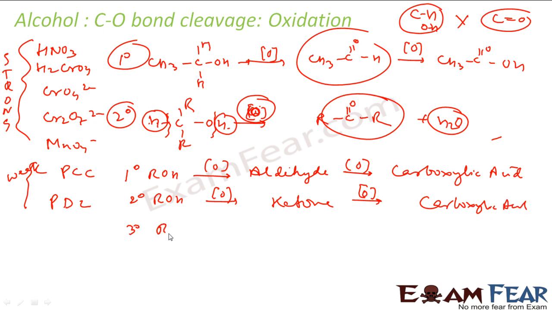Three degree alcohol, if you try to oxidize, there is no reaction. Tertiary alcohol doesn't undergo oxidation. Why? Because there is no beta hydrogen. It has to remove the hydrogen, and there is no hydrogen here. In fact, in this you can also add copper and Ag. This is also used as a strong oxidizing agent.